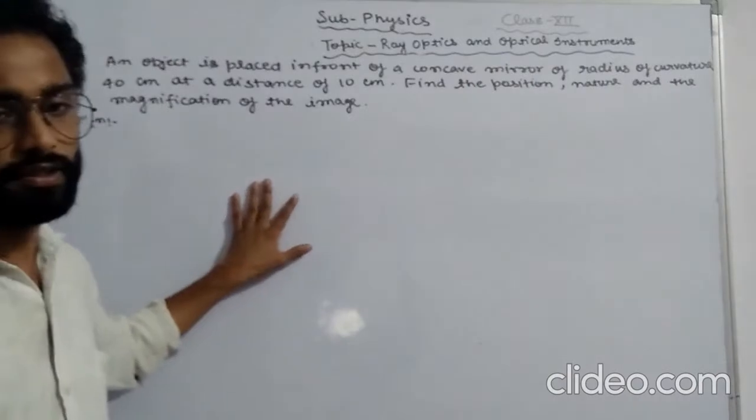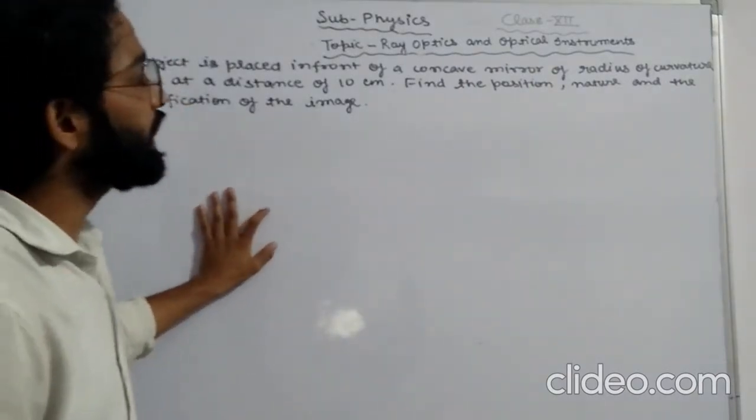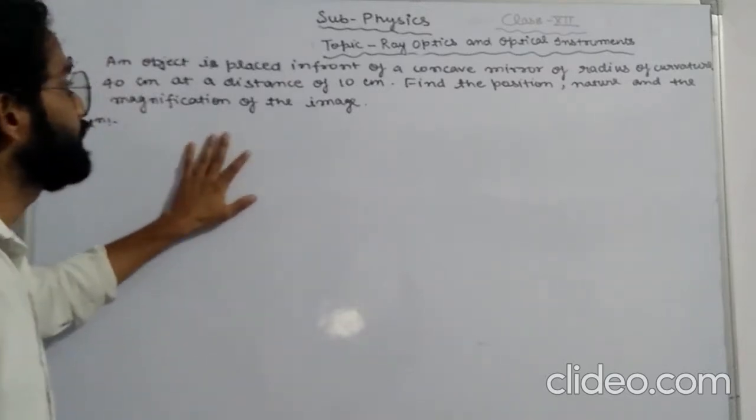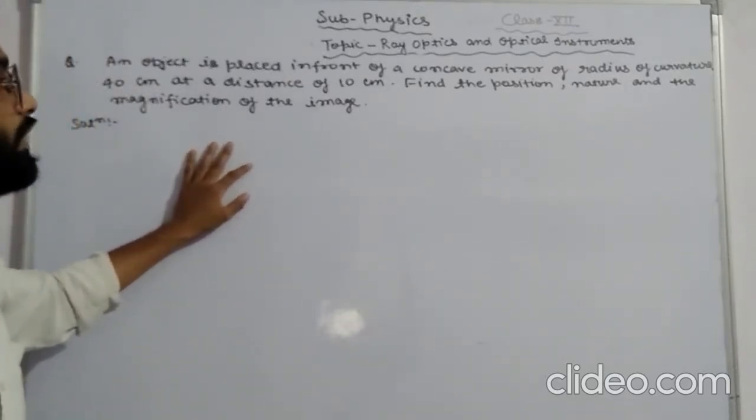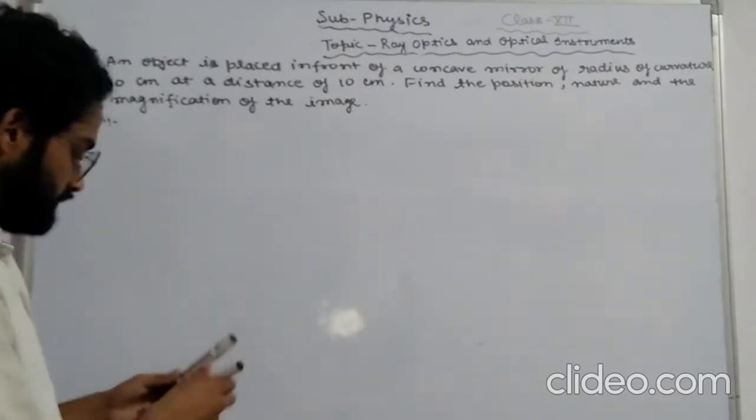Let us solve this numerical. This numerical says that an object is placed in front of a concave mirror of radius of curvature 40 cm at a distance of 10 cm. Find the position, nature and the magnification of the image. This is a very easy numerical.